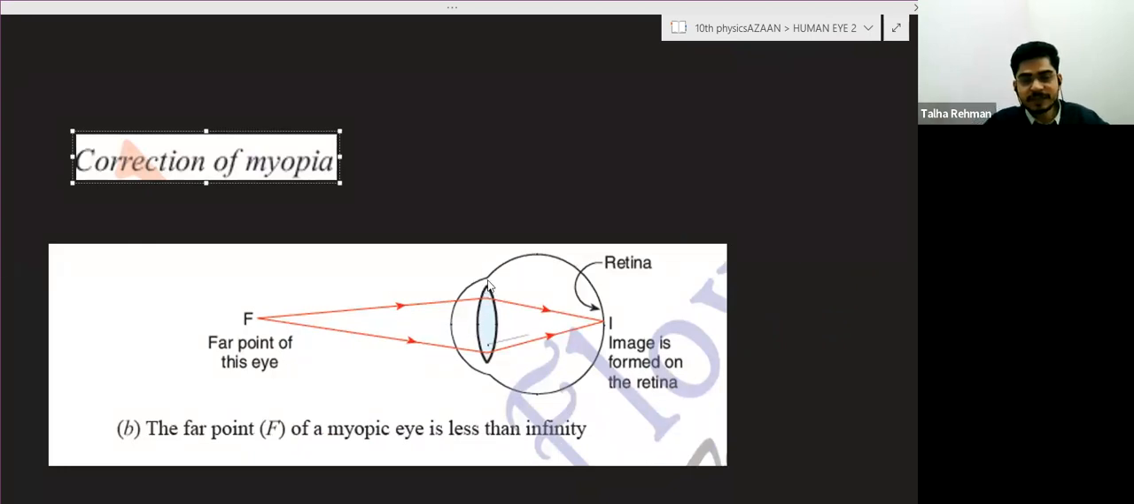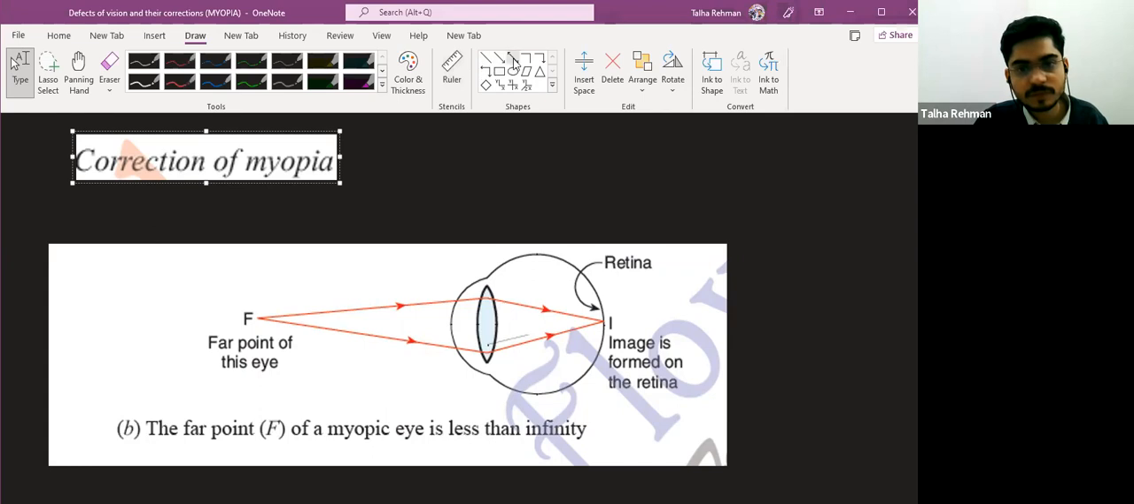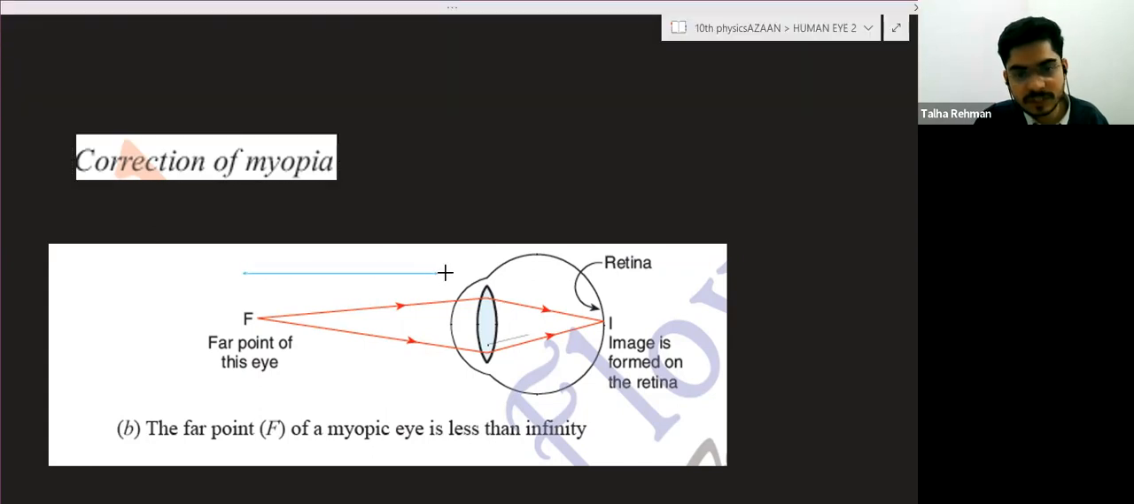So basically, this is the myopic eye, and this is the eye lens. Up to this distance, the image will be formed at the retina. Means up to this distance, this eye can see the image clearly. Suppose this distance is D. So D is the distance up to which the eye can see clearly.